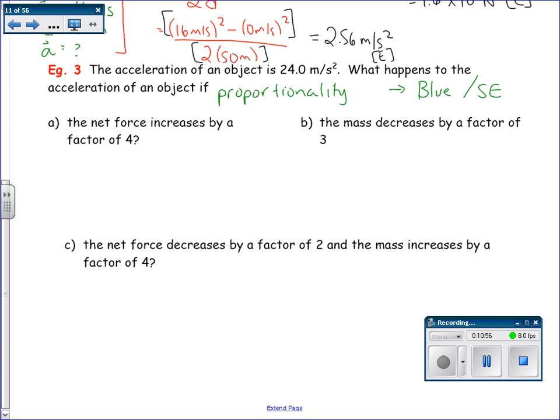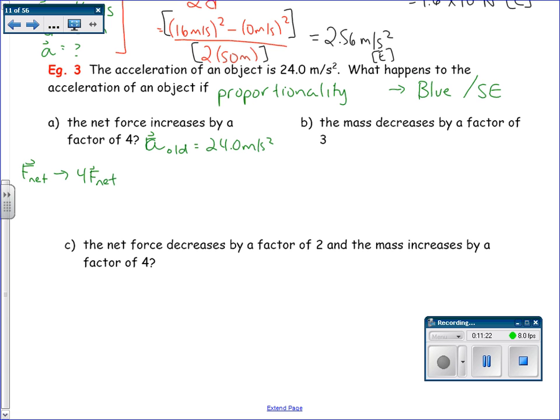So what we have here is the acceleration of an object is 24 meters per second squared. That's our old acceleration. That's what I'm calling it: my old acceleration is equal to 24.0 meters per second squared. And so part A here, I want to know how my acceleration is going to change if I increase my net force by a factor of 4. So my force, F net, is going to become 4 times F net.